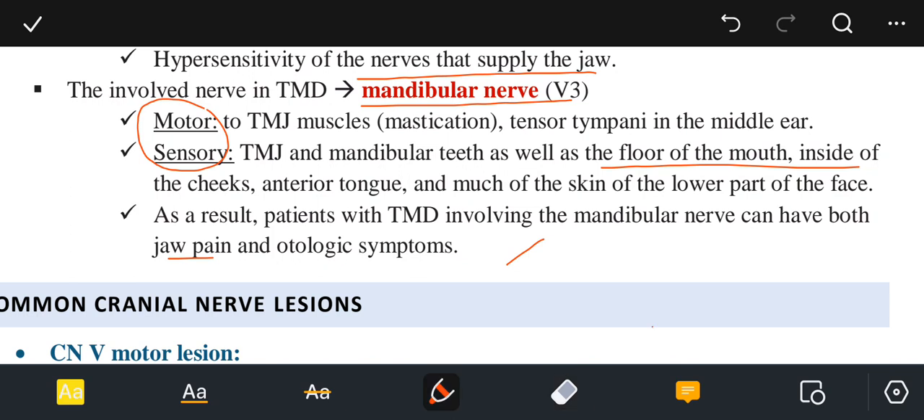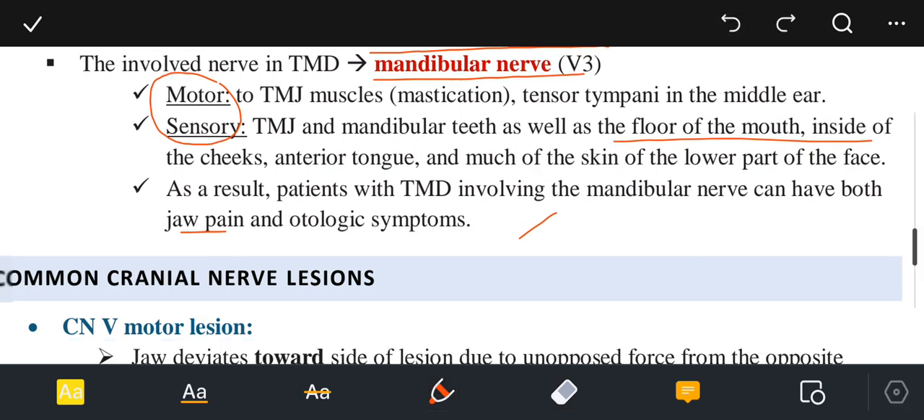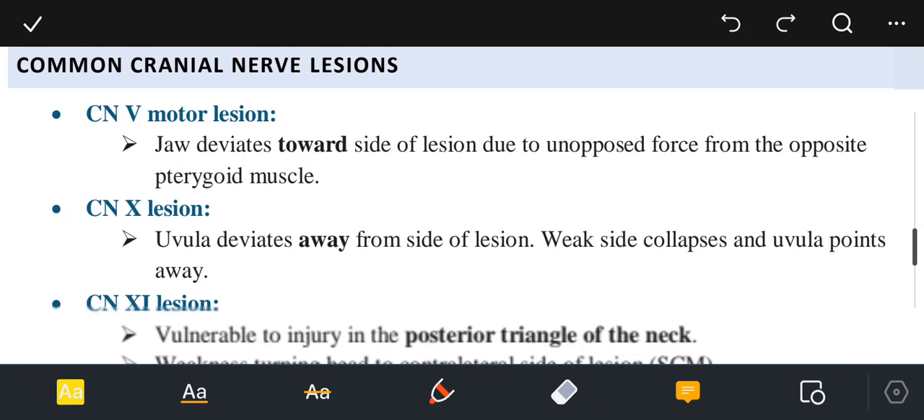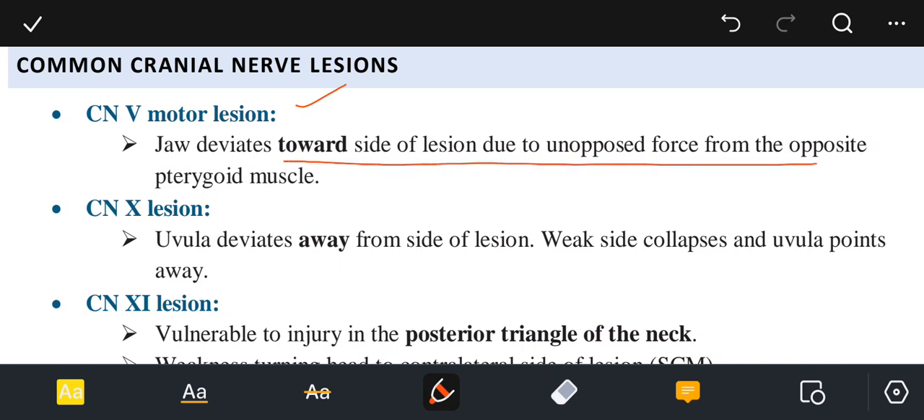The next thing is about the common cranial nerve lesions. The cranial nerve 5 motor lesion: if there is some damage to the motor component of cranial nerve 5, the jaw will deviate towards the side of the lesion due to unopposed force from the opposite pterygoid muscle. The cranial nerve 10 lesion: the uvula deviates away from the side of the lesion, the weak side collapses and the uvula points away.